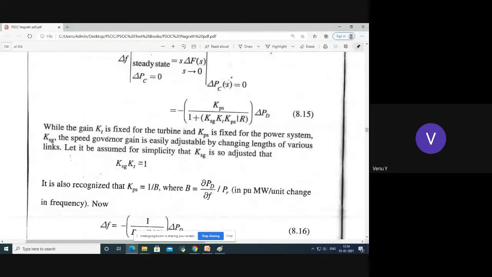Now KSG and KT, the speed governing system and turbine together, let it be approximately equal to 1. The speed governing setting can be adjusted such that you will get KSG into KT equal to 1.